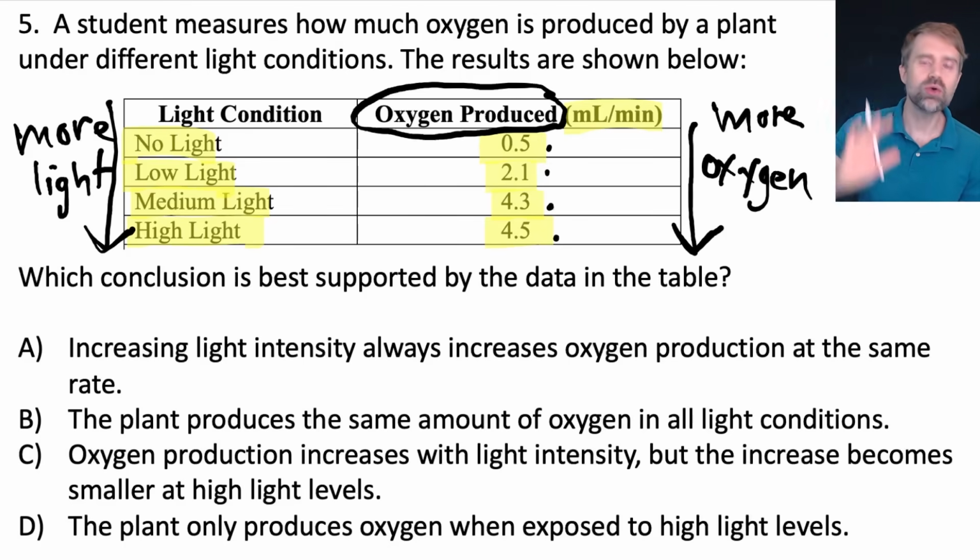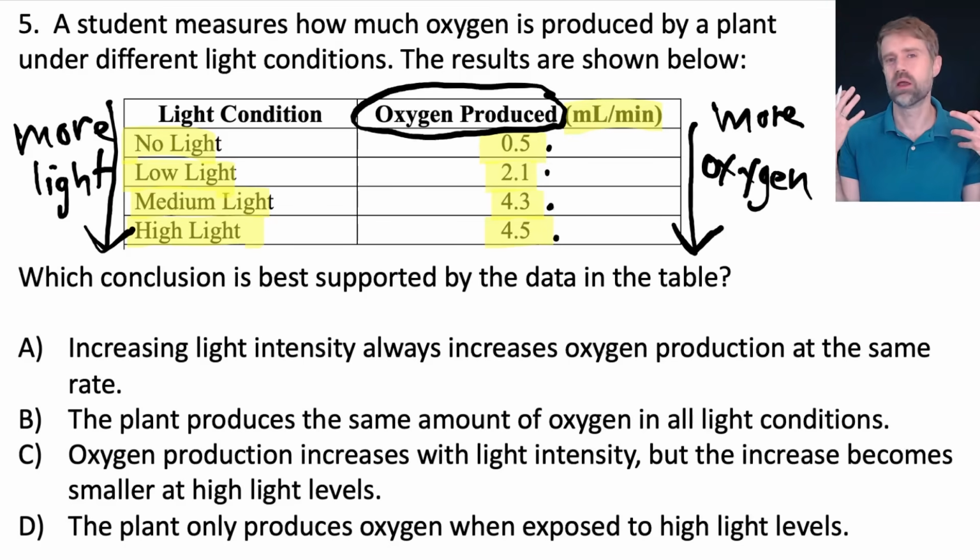If you can't, I don't want to sound negative here, but I guess I'm going to be negative. If you can't do what we just did, you're cooked for a question like this, because there's no way you can choose the right answer if you don't know what the data is showing. So that's why I'm being painfully slow at first, looking at how to figure out what the data is showing. Now we know what the data is showing. More light, more oxygen. We can now start looking over the answer choices.